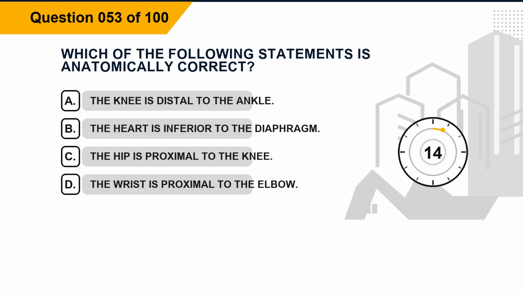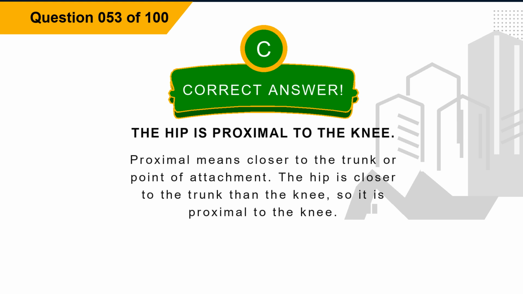Question 53. Which of the following statements is anatomically correct? Option A, the knee is distal to the ankle. Option B, the heart is inferior to the diaphragm. Option C, the hip is proximal to the knee. Option D, the wrist is proximal to the elbow. The correct answer is option C, the hip is proximal to the knee. Explanation. Proximal means closer to the trunk or point of attachment. The hip is closer to the trunk than the knee, so it is proximal to the knee.